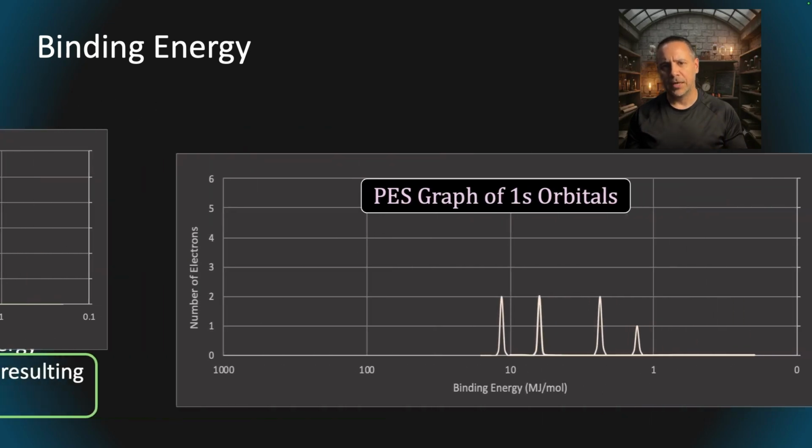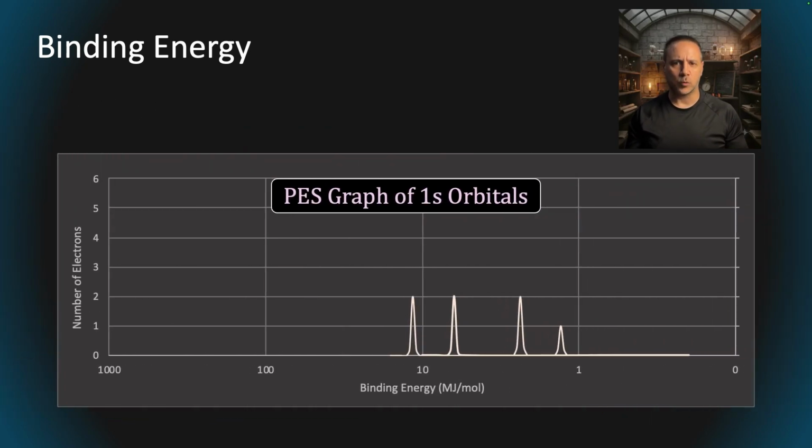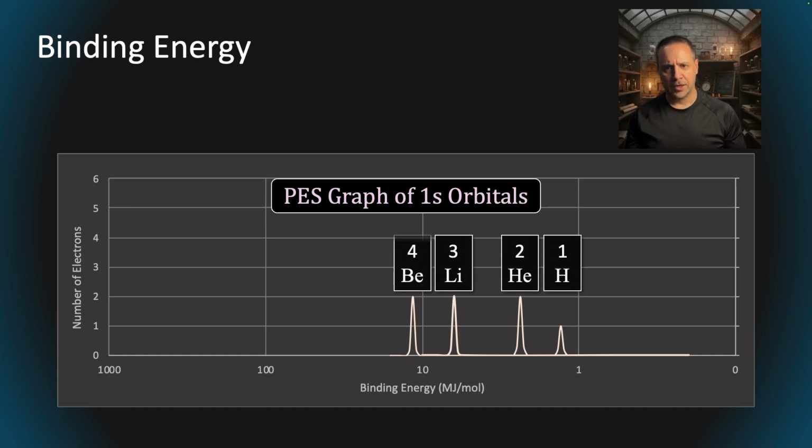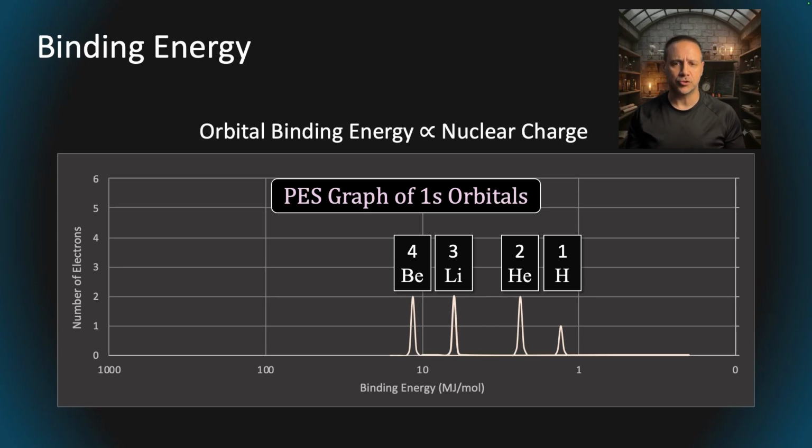To hammer this home, check out a graph of all 1s orbitals. These are the 1s peaks for the first 4 elements on the periodic table, starting with hydrogen, helium, lithium, and beryllium. Notice that as the atomic number increases, these peaks move to the left, providing a clear indication that binding energy is proportional to the nuclear charge when dealing with the same orbital.